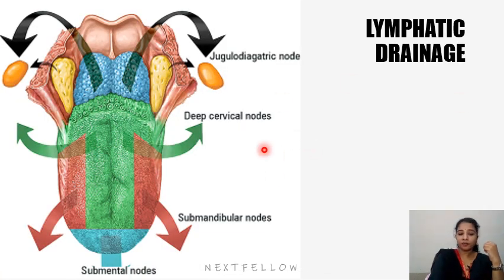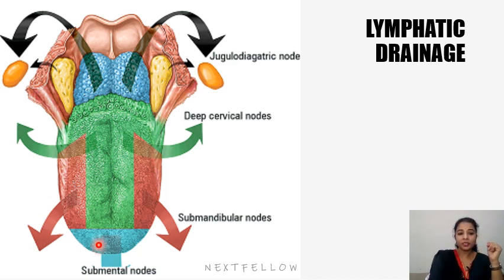Next, regarding the lymphatic drainage. We can remember the region below the tongue, just below the chin, which is called the submental region. So the lymph nodes here are the submental lymph nodes. On each side of the tongue are the submandibular lymph nodes.